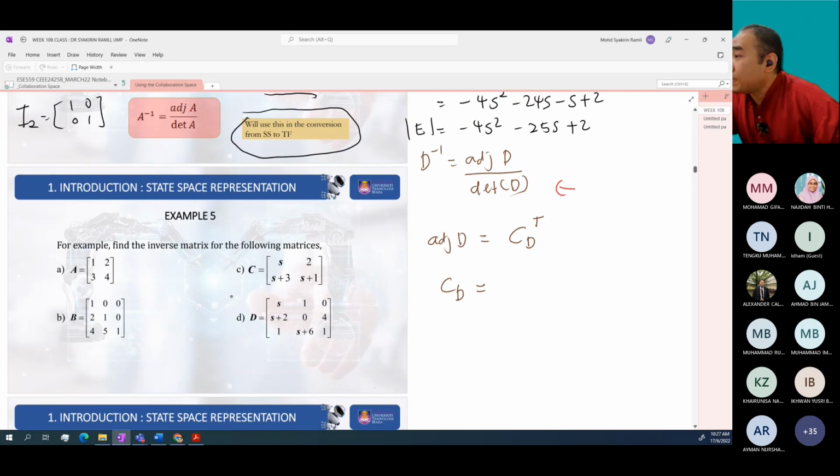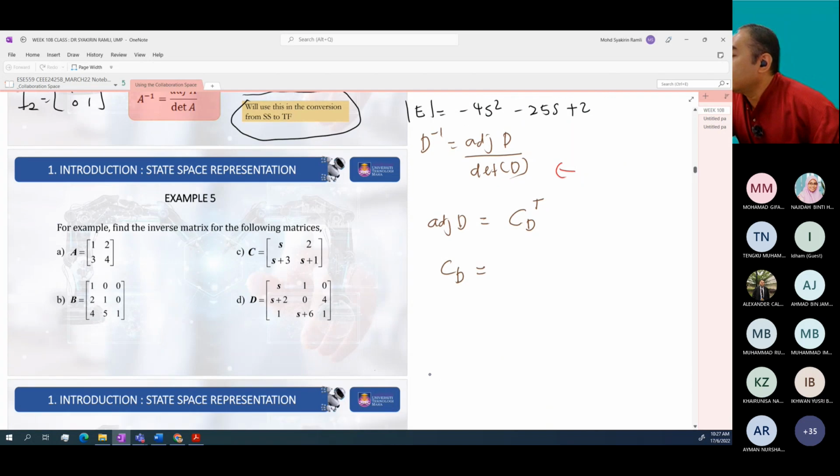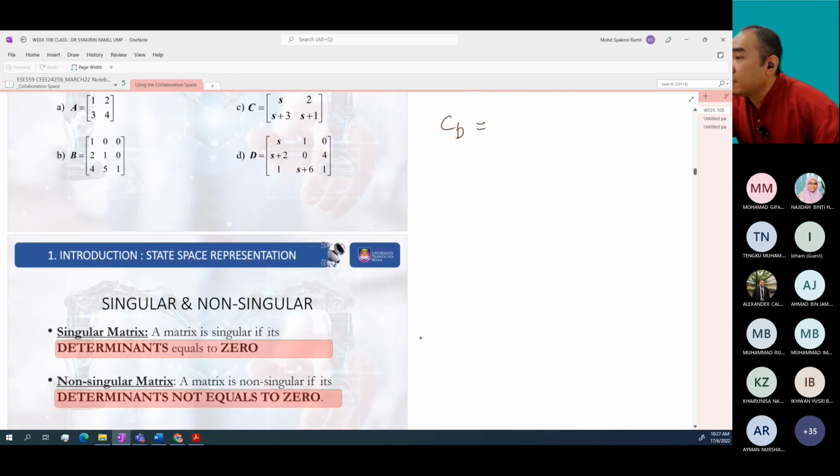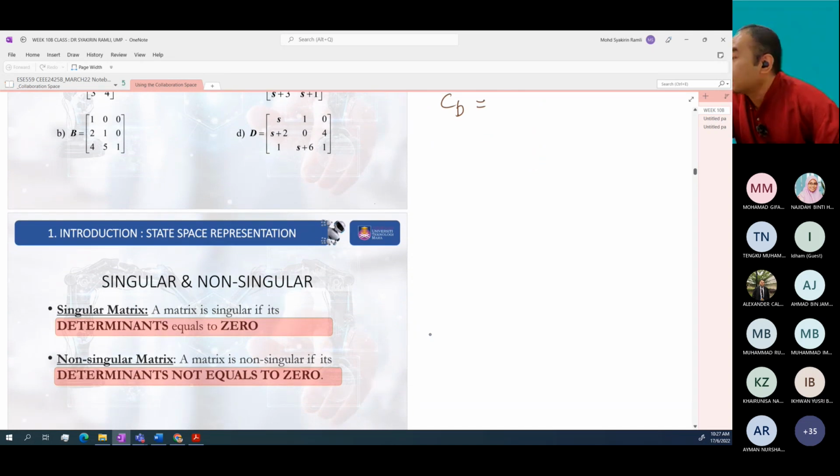So the rest of the example, I believe you can do that on your own as part of your exercise. And then I think that's all from me. And then the rest of the topic will be covered by Dr. Najidah about the singular, non-singular, metric and so on.